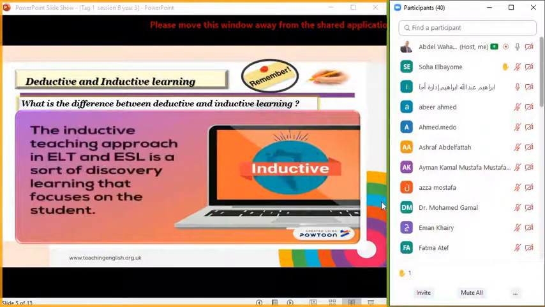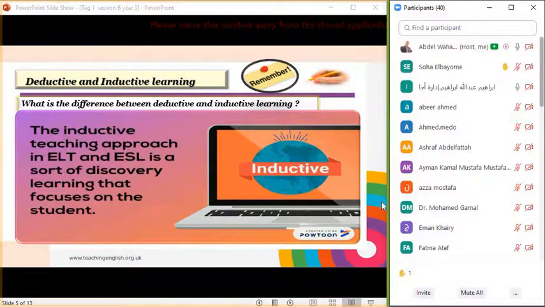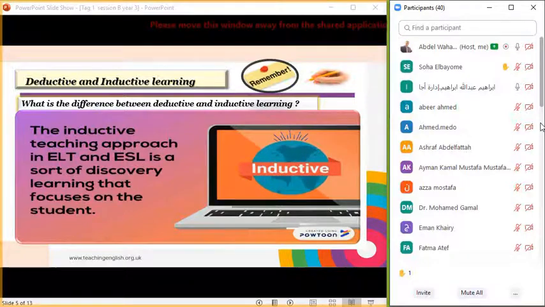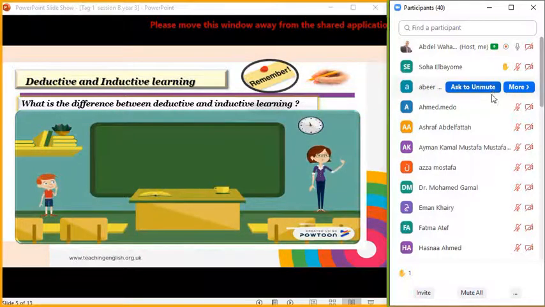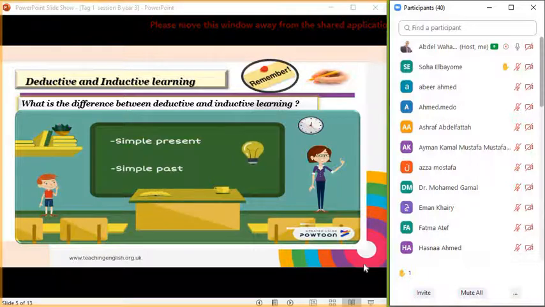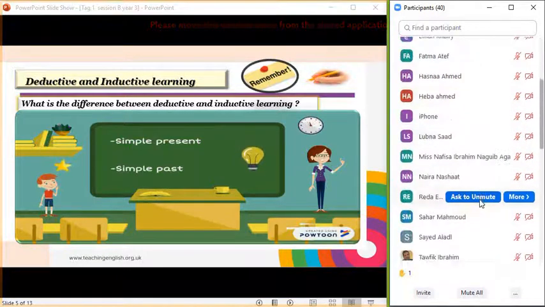The inductive teaching approach in ELT and ESL is a sort of discovery learning that focuses on the student. For example, an instructor might show a few examples of grammar points in English and then ask students what they notice. Let's see an example. A teacher writes on the board a few examples of simple present and simple past sentences. The teacher then asks the students what difference they notice. The students discuss the differences and maybe even try converting some simple sentences from present to past on their own.